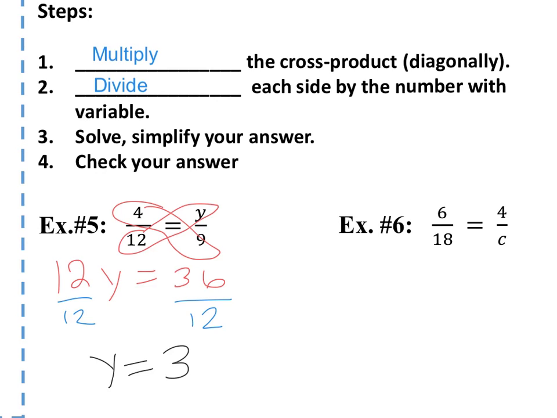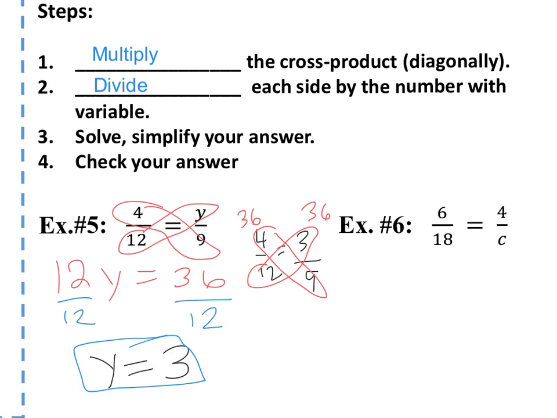Now to make sure that we are accurate, I'm going to substitute the 3 back into the original problem. So I have 4/12 equals 3 over 9. And if I use the cross product method, I can check my solution. 4 times 9 is 36. And then 12 times 3 is also 36. So therefore, they are equivalent fractions and they are proportional. So my answer of y equals 3 is correct.